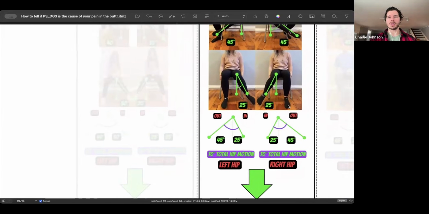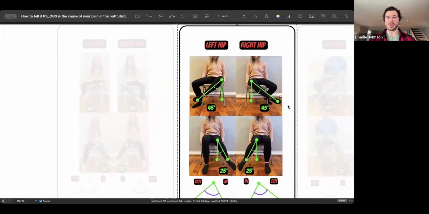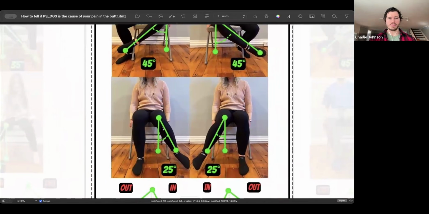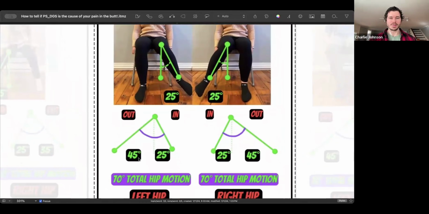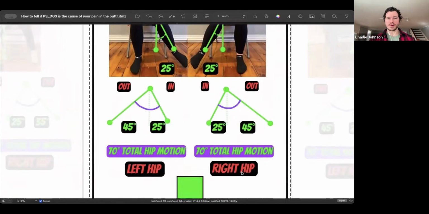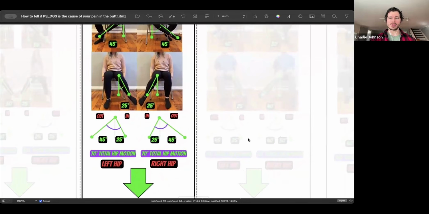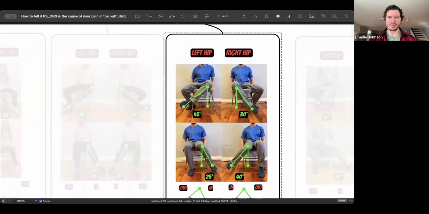Now let's look at another example of symmetrical hip motion. Left hip, external rotation, 45 degrees. Right hip, 45 degrees, roughly. Left hip, 25 degrees internal rotation. Right hip, 25 degrees internal rotation. She's very symmetrical. This is my wife. So 70 on the left and 70 on the right. Pretty darn symmetrical. Now, this is interesting because this is where most people get fooled.